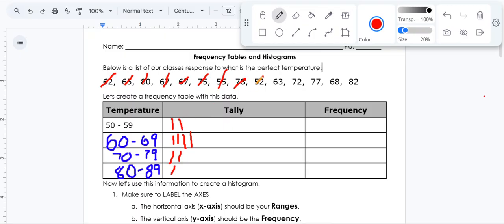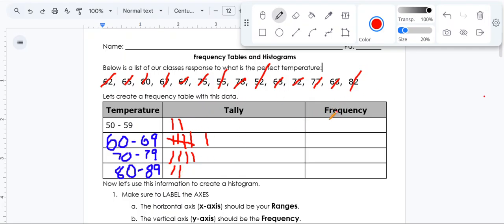52, go there. 63, okay, when you have four tallies, remember you can make a tally mark, you go straight across like that, and that means 5. 72 would be down here. 77, we did 2 of those, cross those off. 68 and 82. Okay, so I did all of my data, right? And now I have my tally marks.